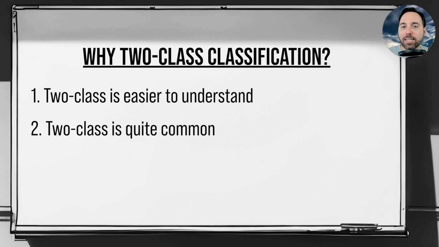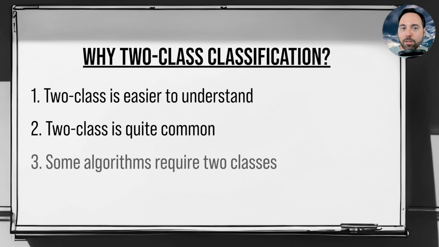Second, two-class classification is really common. You may express a bit of data science bravado and exclaim that, no, your situations are so complex and nuanced, unlike the rest of the world, that we couldn't possibly limit ourselves to 2 options like that. But the reality check is we do it all the time. And the third reason I started with the two-class classification scenario is some algorithms require having just 2 classes.